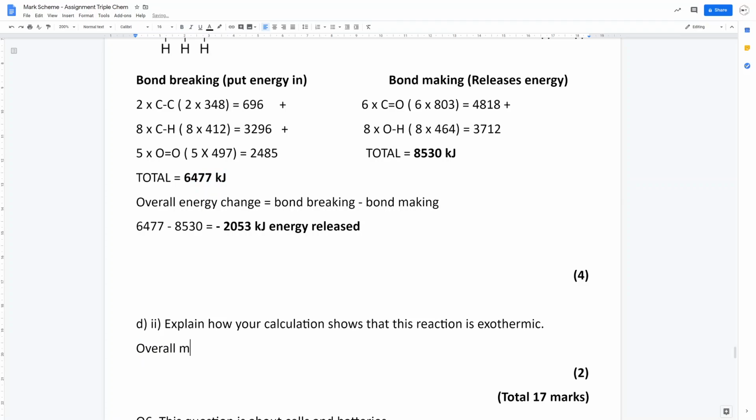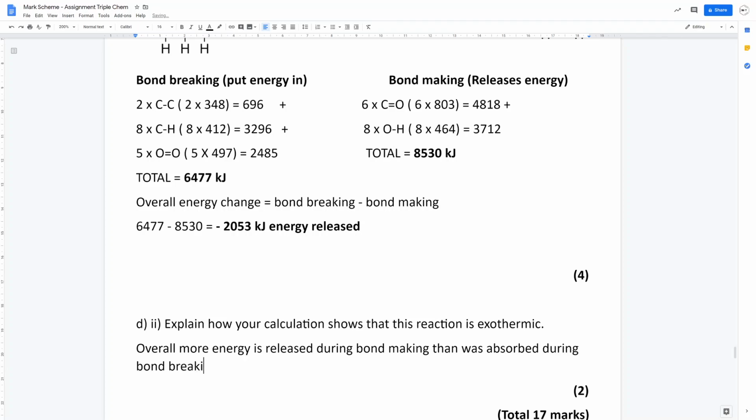Overall, more energy is released during bond making than was, you could say absorbed, or put in, absorbed during bond breaking. So more energy was released during bond making, that was that 8,530, than was absorbed during bond breaking, that's 6,477. Okay?